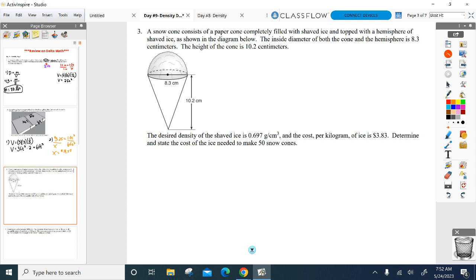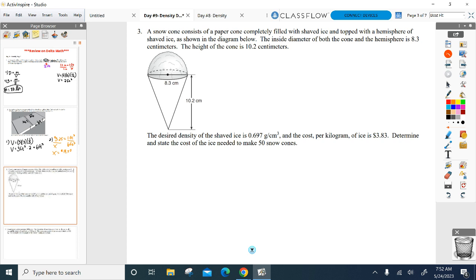All right, we got a snow cone. It's a cone and a hemisphere. I gave you all the dimensions you need up there. There's a lot going on here, guys. A lot going on. Density, 0.697 grams per centimeter cubed.